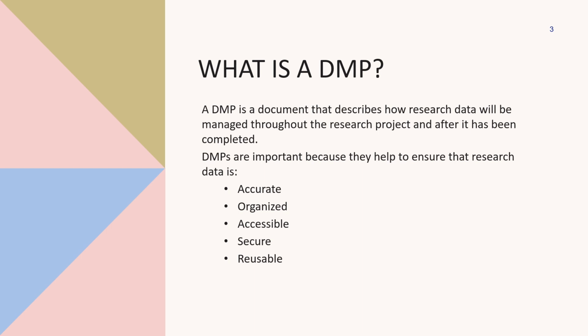In the previous slide, we discussed the agenda for this particular tutorial. In this slide, we will discuss what a DMP is. A DMP is a document that describes how research data will be managed through the research project and after it has been completed. DMPs are important because they help to ensure that research data is accurate, organized, accessible, secure, and reusable. Here are some of the benefits of having a DMP.